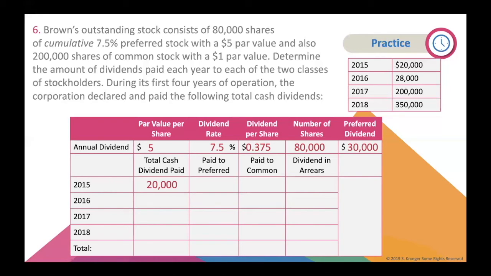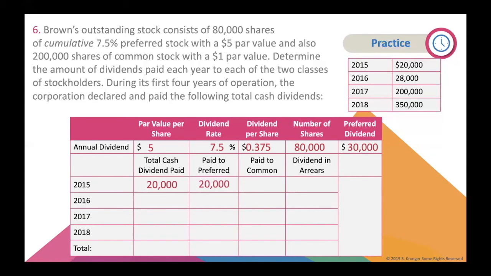How much are preferred shareholders supposed to get? They're supposed to get $30,000 per year that we calculated in the top part. Do we have that? No, we don't. We can only give them what we have. Therefore, we will give them all $20,000. Unfortunately, there is nothing left to give to common shareholders.